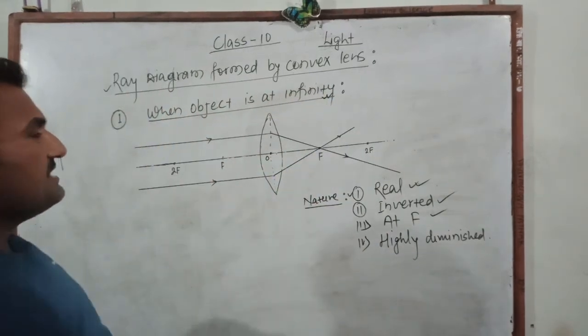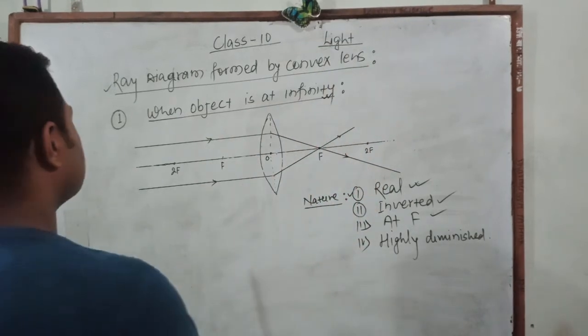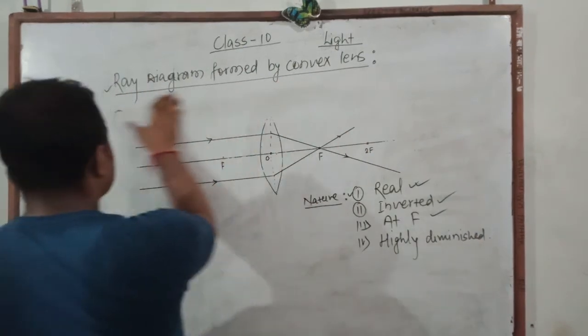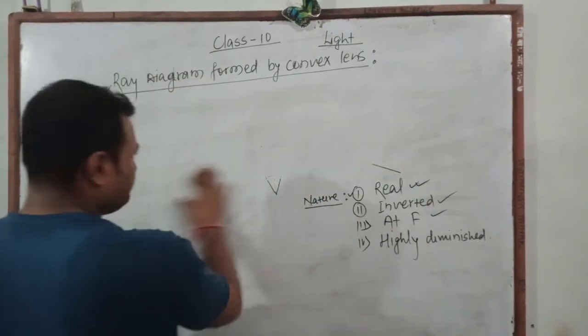In the next condition, we bring the object closer to the lens. And now we consider the second condition of image formation by a convex lens.